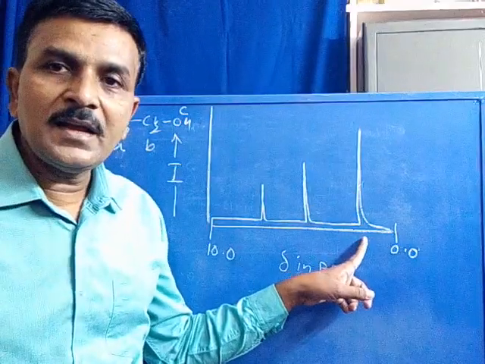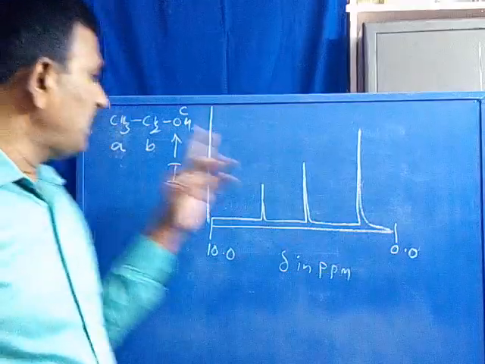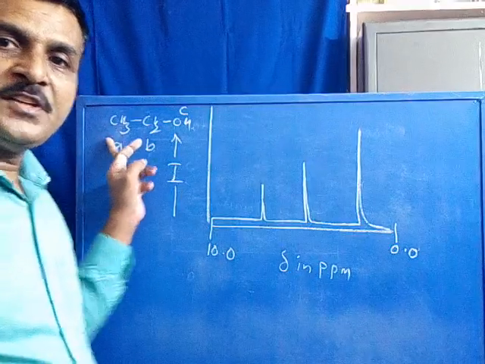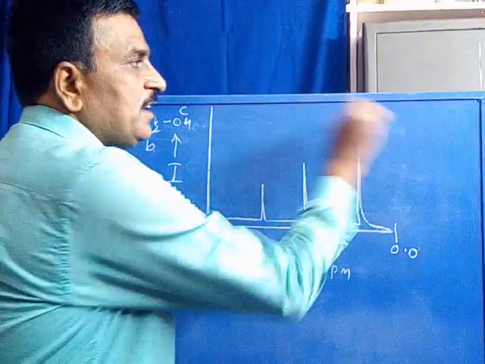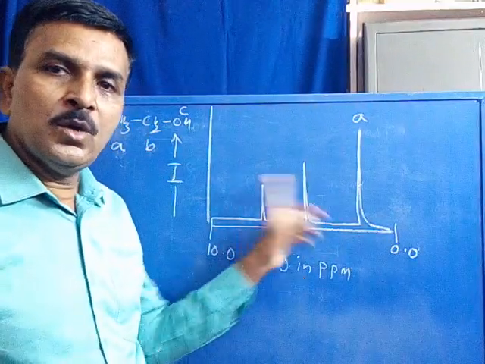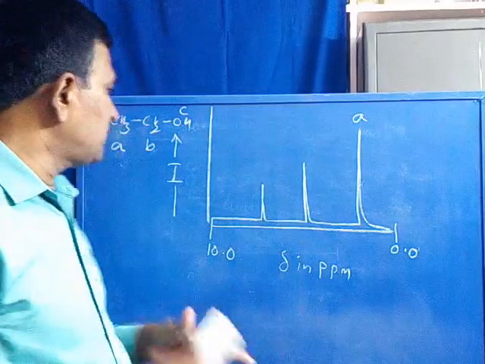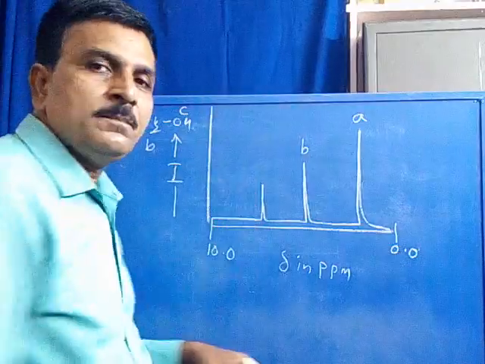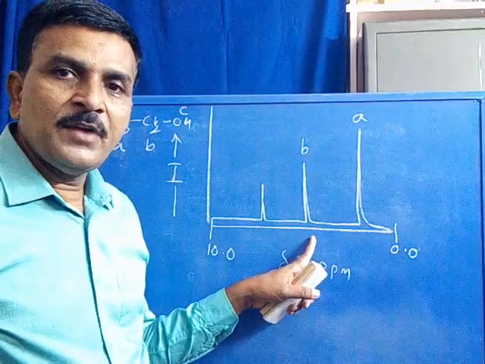Now the signal at higher frequency value, that is lower delta value, belongs to the CH3 group, which has more electron density when compared with the others. Say this is the signal of A. The signal in between the 2 signals, that is the middle signal, corresponds to the CH2 group, that is B protons, where it appears at a moderate delta value.